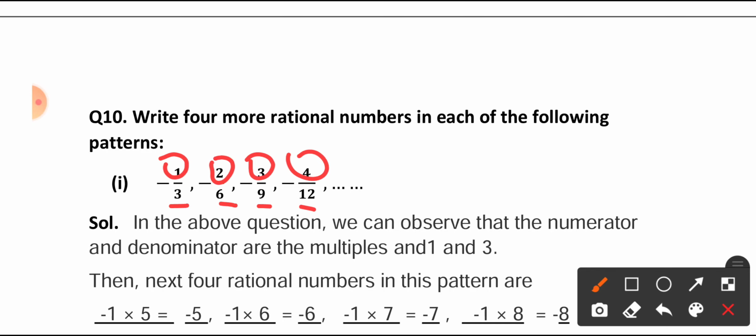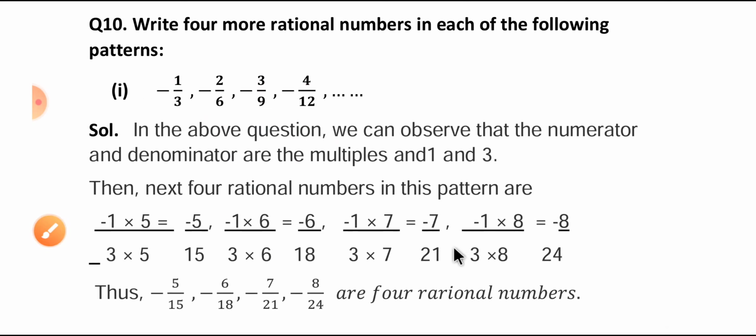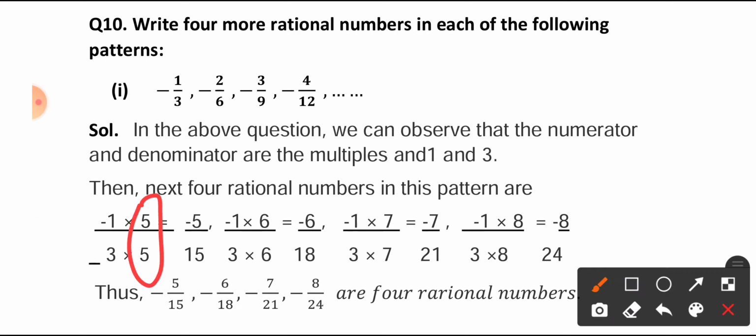So you can see that it is 3: 3 2s are 6, 3 3s are 9, 3 4s are 12. It means it is a multiple of 3 only. We have to write the next 4 rational numbers after this, so it will continue the table. It is given till 4, so multiply by 5, 6, 7, 8. As we have to find 4 rational numbers, you have to multiply both numerator and denominator by the same number. First multiply by 5, then by 6, 7, 8, and take the first number only.